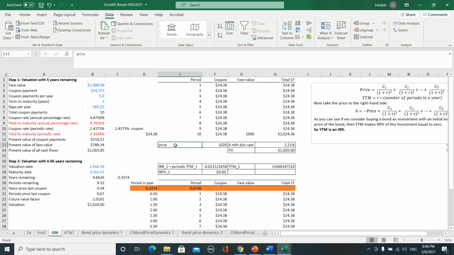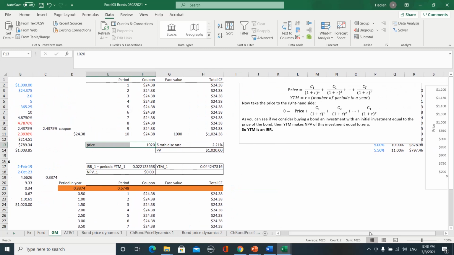So you have all of the cash flows of your bond. You have the current price of your bond, $1,020, and you want to find yield to maturity. So first, let me explain what is yield to maturity. We know that yield to maturity is the discount rate that makes the present value of all the cash flows of a bond equal to its current price.